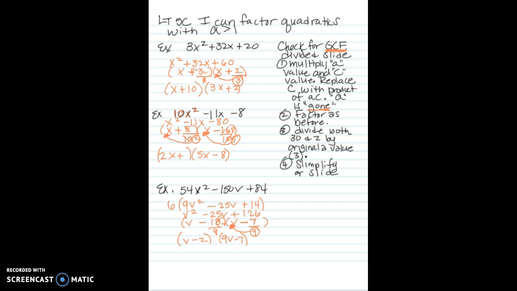Now remembering that we did factor a 6 out at the beginning as our greatest common factor, that needs to come down to the front. And now we are factored.